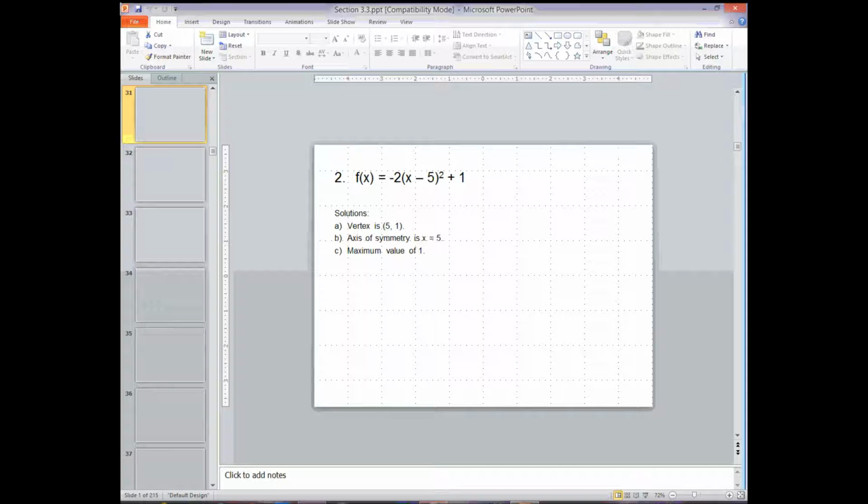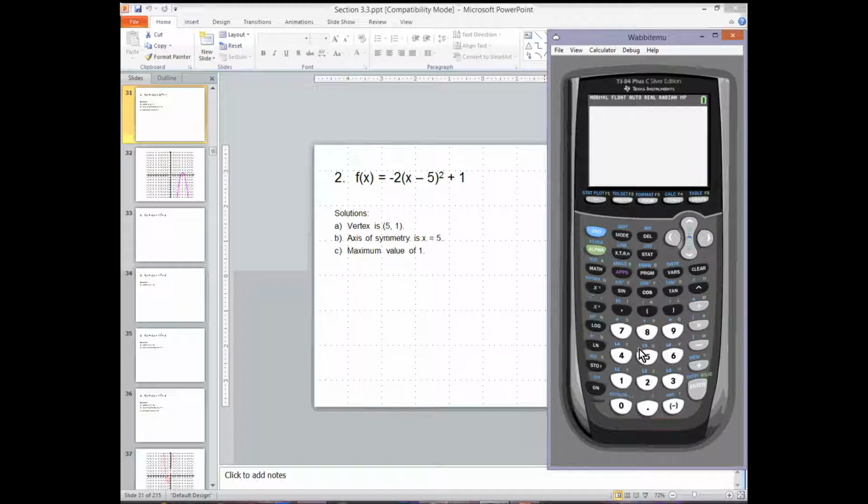Now, again, if you want to see this on the graphing calculator, let me go ahead and take out our graphing calculator here. Okay, so y equals. By the way, this is the TI-84 Plus C, which again you can download for free on the internet. Just go to wabbitemu.com to download it. Okay, so negative 2, open parenthesis, x minus 5, close parenthesis, square that, then plus 1, and say graph. Okay, there's our graph.